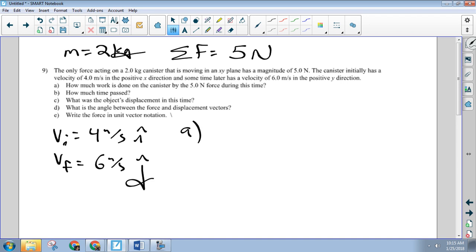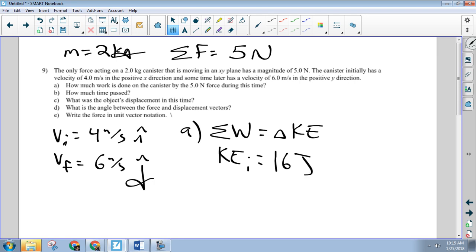So for part A, we're trying to find the work by our net force. So we're really looking for our net work, right? Oh, well, that's just our change in kinetic energy. So if I'm going at 4 meters a second, then my initial kinetic energy should be half of my mass, which is 1, times 4 squared. So my initial kinetic energy is 16 joules. Similarly, my kinetic energy final ends up being 36 joules. Oh, so that means that my work is 20 joules, right? Just the difference between those 2 numbers. Cool?